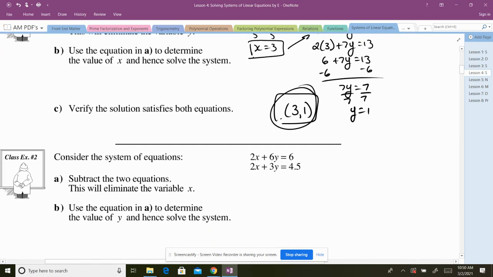In the bottom one, we have 2x and 2x. I can't add them together, but what can I do to make them go away? Well, you can, but 2x plus 2x is 4x. That doesn't make our life easier. You want one of the variables to go away.